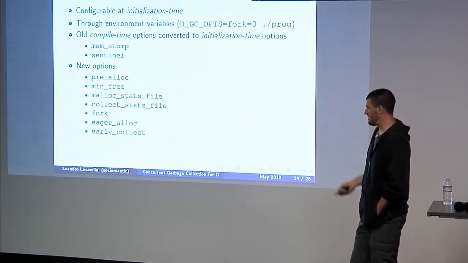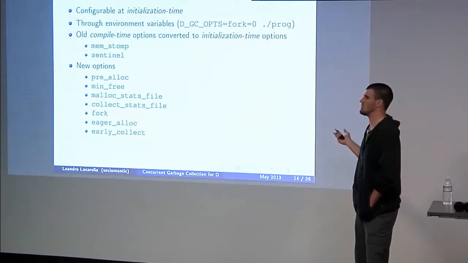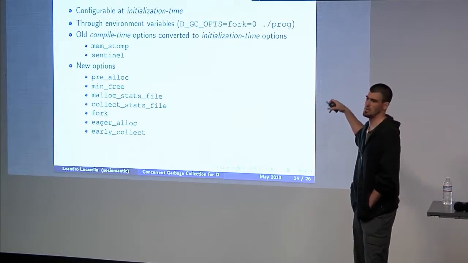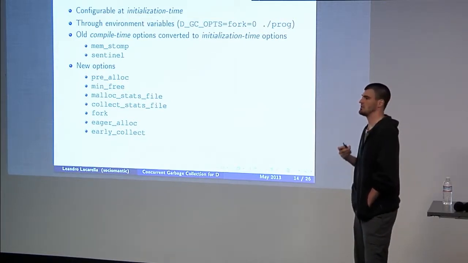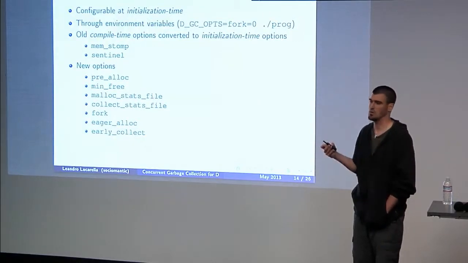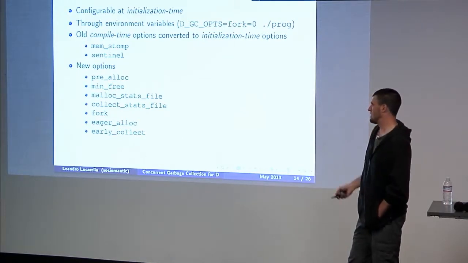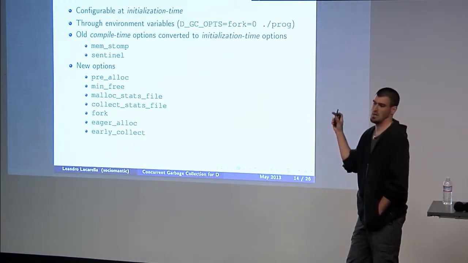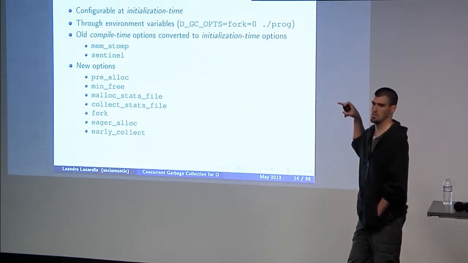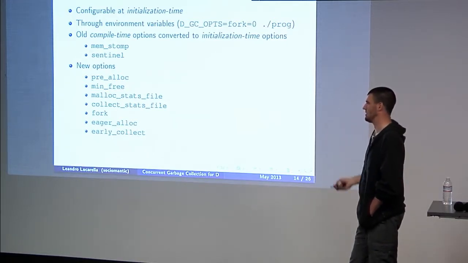Malloc stat file and collect stat file are just logging. One is for allocations, and the other one is for collections. You specify which file to use, and it writes to that file each allocation or each collection with some interesting data, especially timing data, like how long it took. Lately, I worked on adding the stack trace to know exactly where this allocation or collection was triggered, but this is not yet ready.